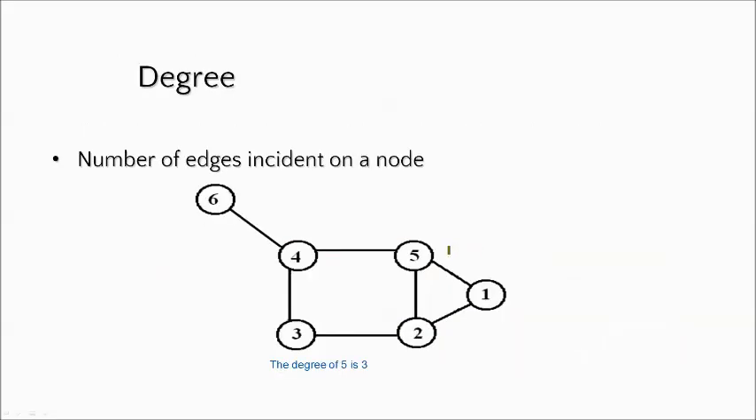Okay. Next is the degree. The degree is the number of edges incident on a node. So for example, the degree of 5 is 3. How come? This is the 5. How did we arrive at 3? Number of edges incident on a node, we have what?